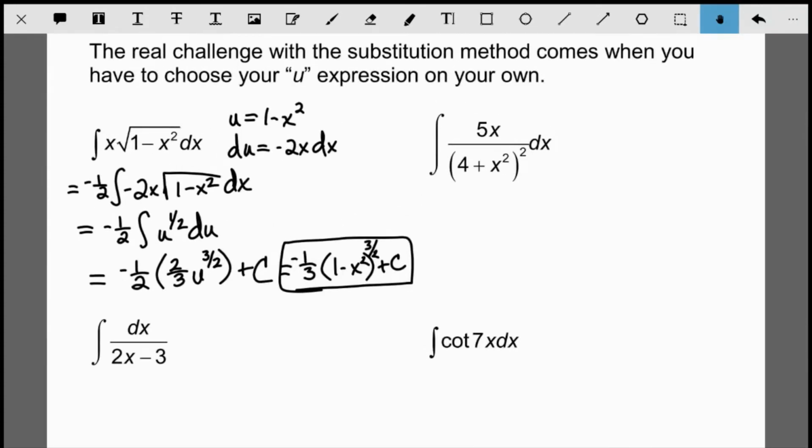And remember, think through the process. Don't just jump into it every time. Think through the u and then try to decide, can I make that du show up? And if the answer is yes, then that's probably going to lead you down the correct path to a solution. So pause the video. When you come back, I will show you the solutions.